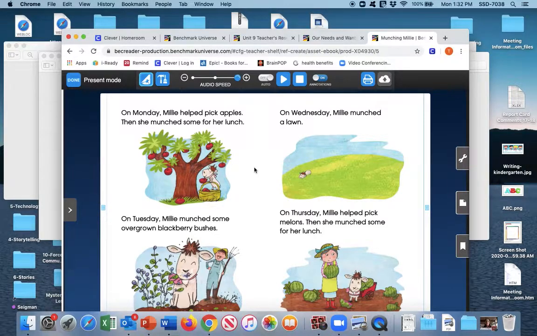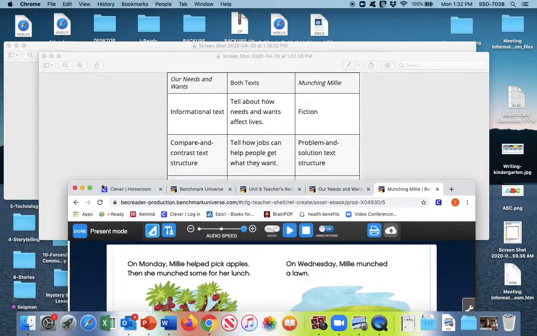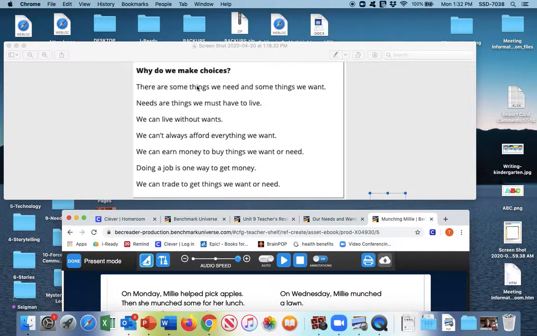So we're going to take a look at a chart that I have created here for you. As soon as we get rid of that, we're going to take a look at this one. Why do we make choices? So here are some reasons why we might make choices. I'm going to go ahead and read these to you, and I want you to think about these in your life and the kinds of choices that you make each day. There are some things we need, and there are some things that we want. So depending on what those needs and wants are, it helps us to make choices.